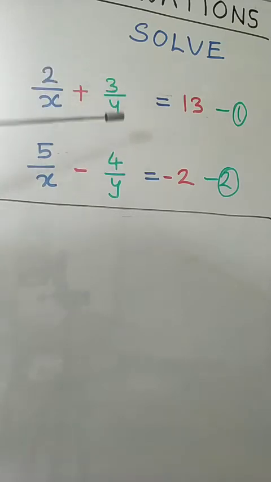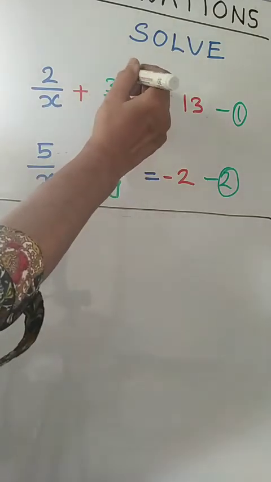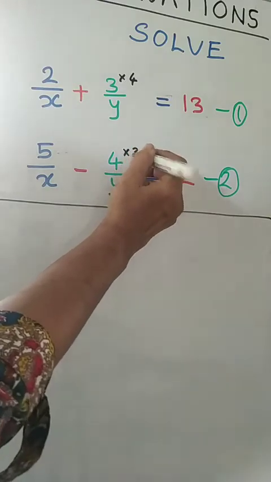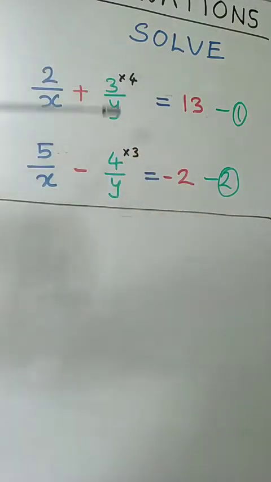So 3 and 4 need to be multiplied with something. Suppose we multiply and get 12 over here and 12 over here. So what do we multiply equation number 1 with? We'll have to multiply this with 4 and this with 3. Observe, 3 4s are 12, 4 3s are 12, and you will have 12 upon y, 12 upon y.